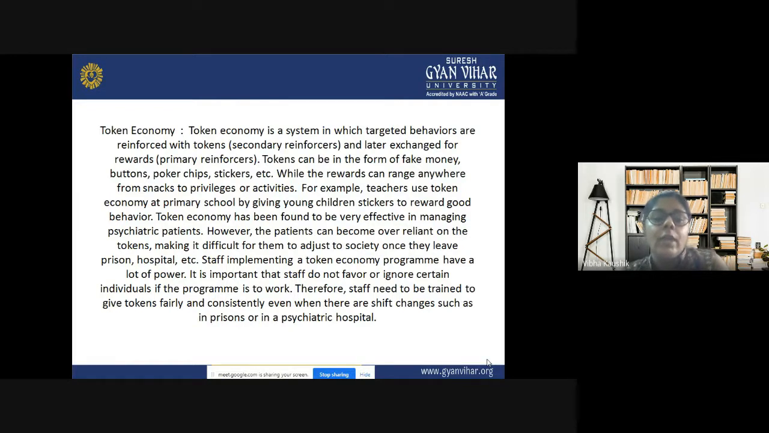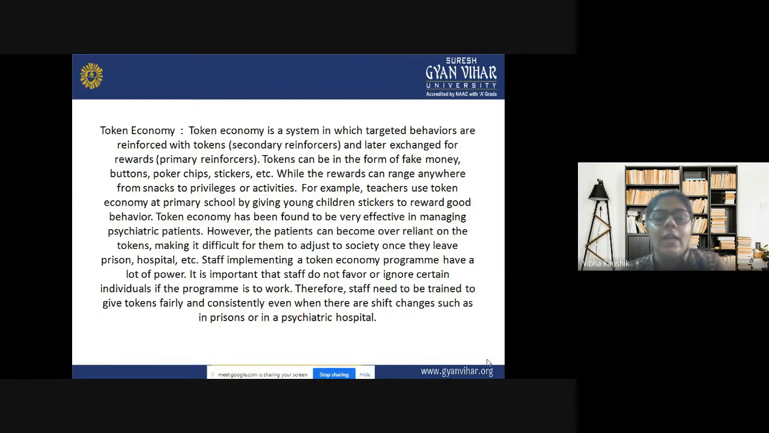Token economy has been found to be very effective in managing psychiatric patients. That means the technique is very effective when we are managing psychiatric patients. However, the patients can become over-reliant on the tokens, making it difficult for them to adjust to society once they leave prison, hospital, etc.